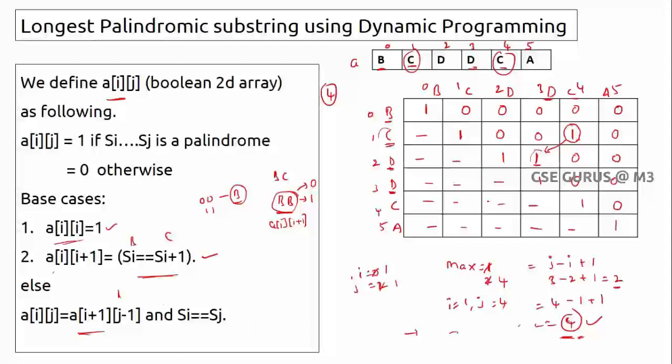If you want to get the substring, here the i value is 1 and the j value is 4. In Java, you have a substring function, so substring from 1 to 4 is your answer directly. So the length is 4. Like this we can get the answer for the longest palindromic substring.